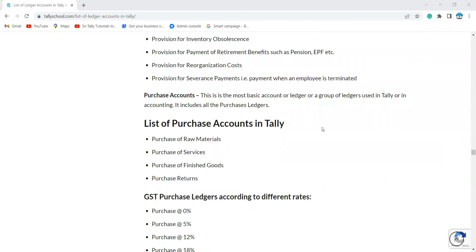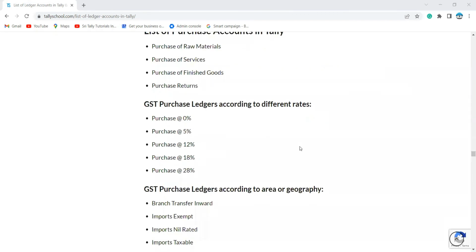Next to purchase account. This is the most basic account or ledger or a group of ledgers used in Tally. In accounting, it includes all the purchase ledgers, like purchase of raw material, purchase of services, purchase of finished goods, purchase returns. This all comes under purchase account. Purchase means we already know. Purchase of raw material, purchase of services, purchase returns. This all comes under purchase account group. So like GST purchase ledgers also, like purchase at 0%, purchase at 5%, purchase at 12%. So all these accounts come under purchase ledger.